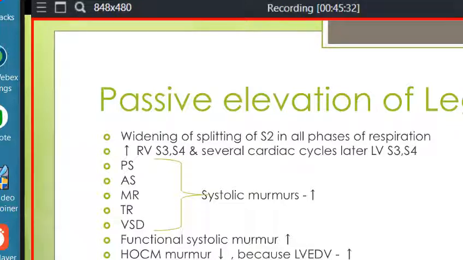The functional systolic murmurs are increased. The HOCM murmur is reduced because of increased LV end-diastolic volume. The click and late systolic murmurs of mitral prolapse are delayed and sometimes attenuated.